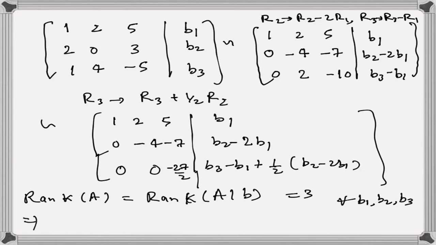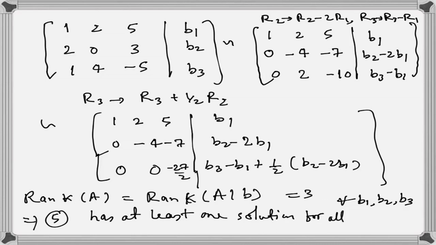So this implies that system 5 has at least one solution for all b1, b2, b3 belonging to S. Okay, so that means the systems defined in part A and part D have at least one solution for all b1, b2, b3, and part B, part C don't have it.